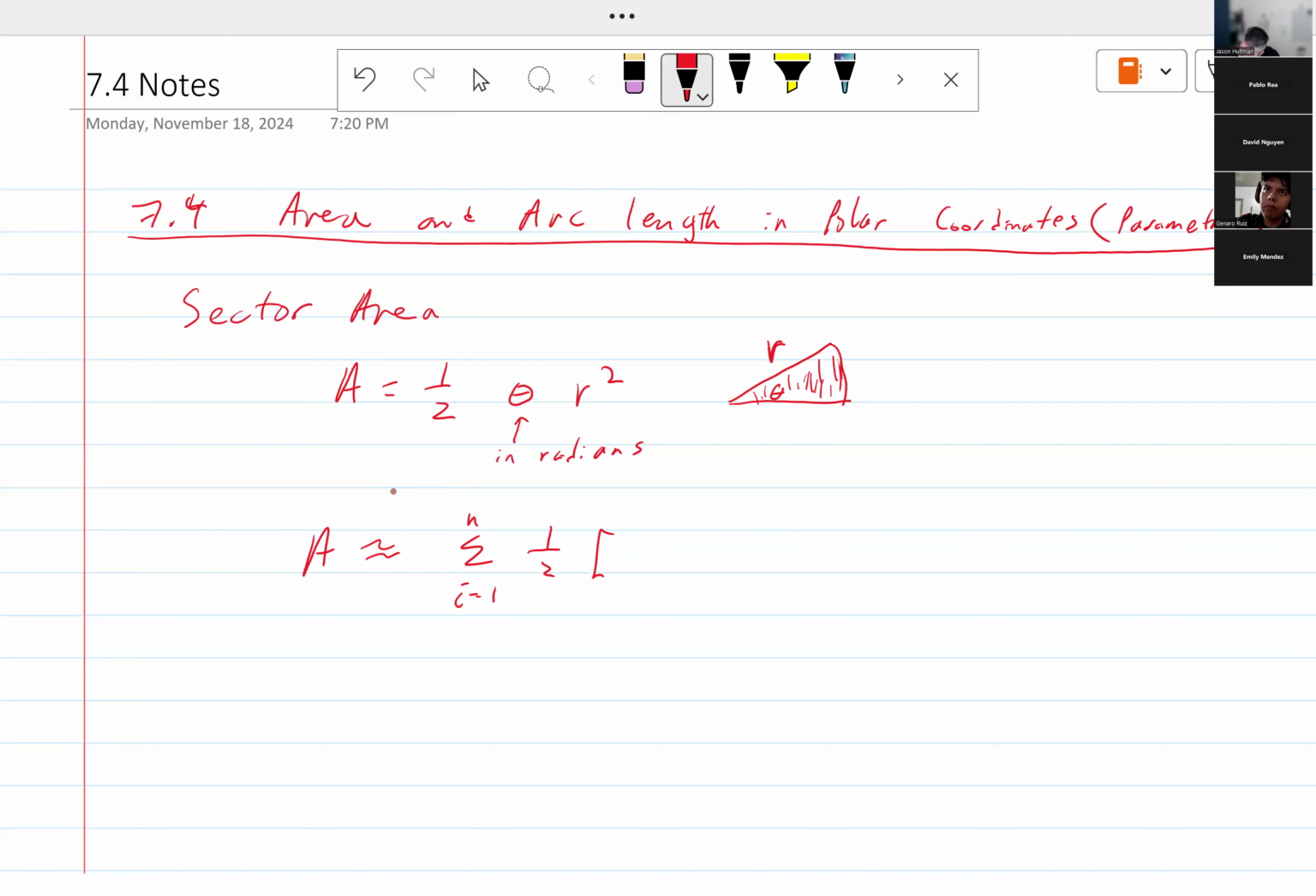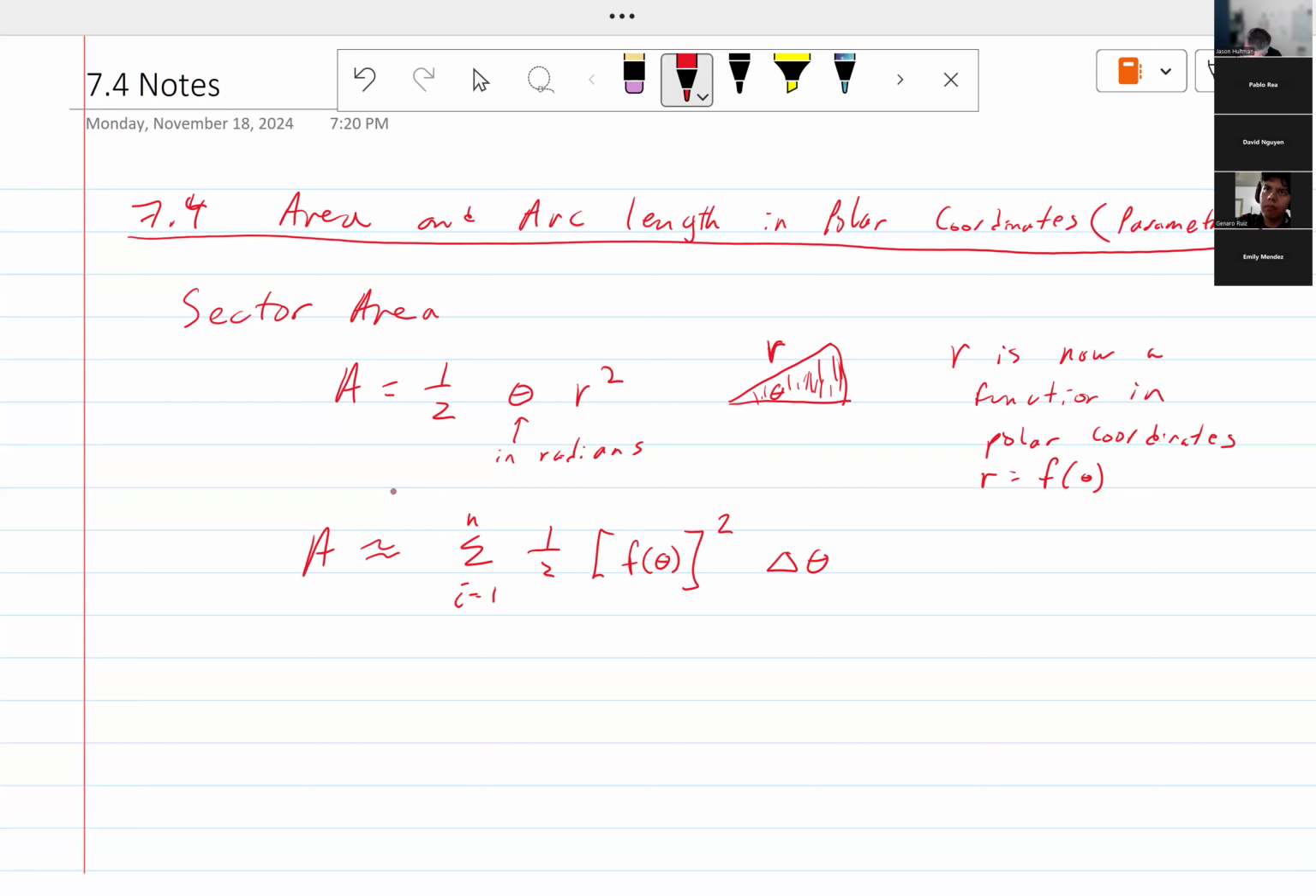So r is now a function in polar coordinates. r is equal to, say, f of theta, some function of theta that gives me r, the radius. And then I square that, and then we just take a d theta or a delta theta.